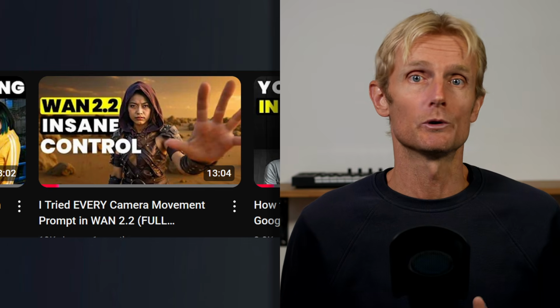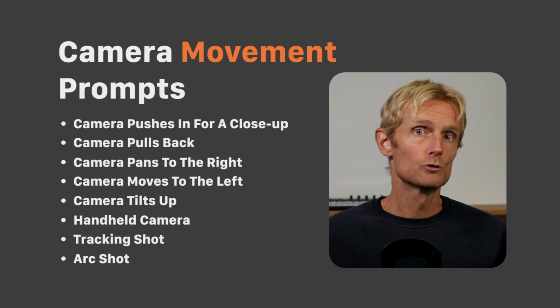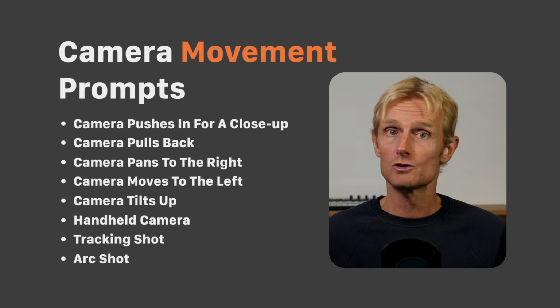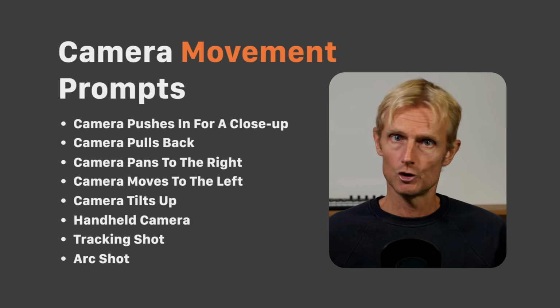The next tip is about camera movement prompts, and WAN 2.5 handles them very well. I'm not surprised, since in my earlier video with WAN 2.2, where I tested every camera movement, it nailed them all. These prompts come straight from the official WAN 2.5 docs, so definitely give them a try. So now let's show you two camera moves to show its potential.